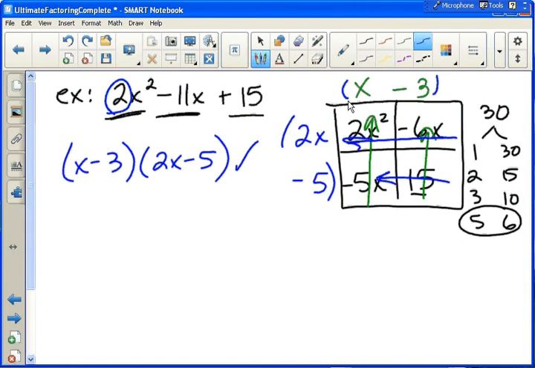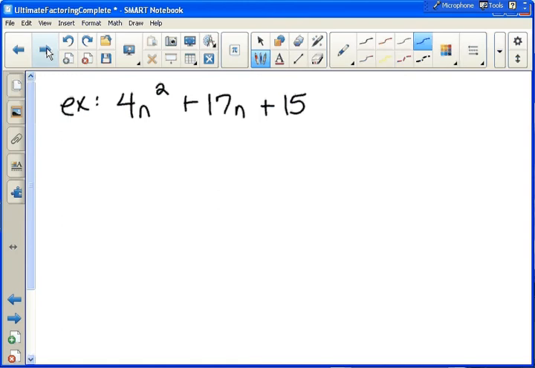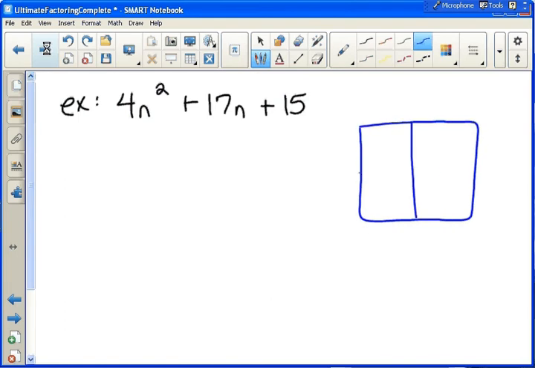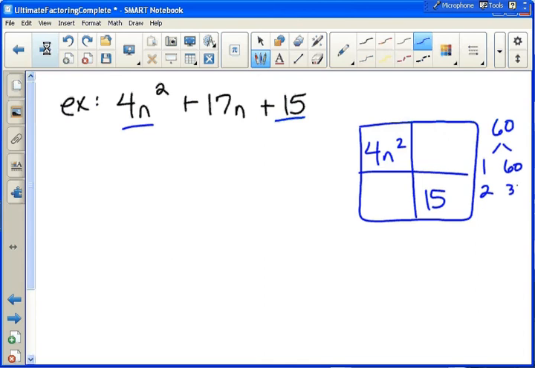Next example, 4n squared plus 17n plus 15. We set up a box with 4 parts. We put the first term in the first box and we put the last term in the last box. Then we multiply their two numbers together. 4 times 15 is 60. And there's a whole bunch of numbers that multiply to be 60, as you can see me writing here. We need to figure out which pair of those numbers, we know they all multiply to be 60, but which pair add up to 17?